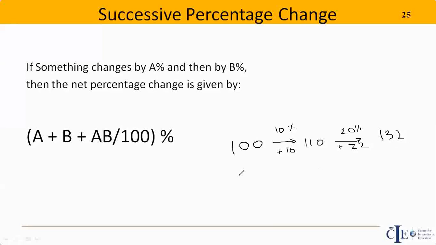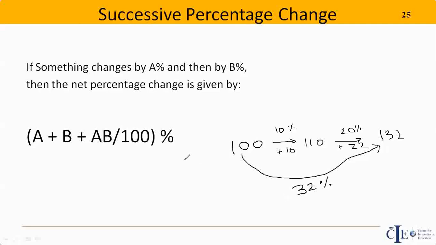So what is the effective percentage increase? If I would have to increase it directly by a single percentage, then what would be the percentage? So 100 initially is now becoming 132. Finally, you see there is an increase of 32%.